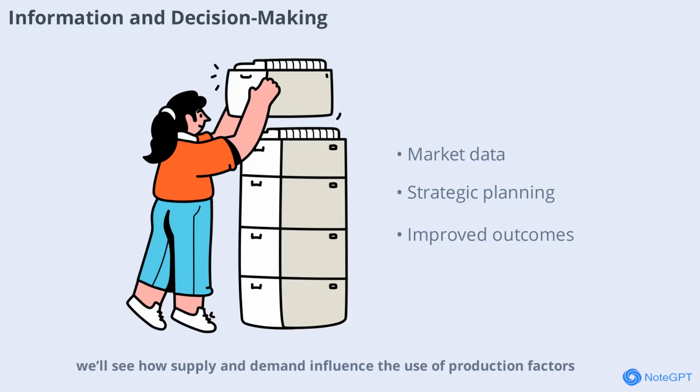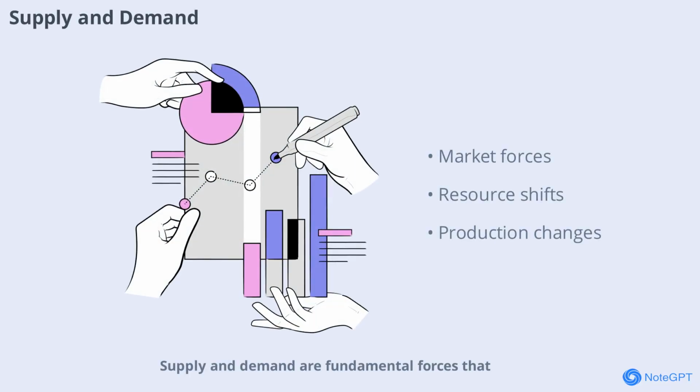Next, we'll see how supply and demand influence the use of production factors. Supply and demand are fundamental forces that determine how factors of production are used. When demand for a product rises, businesses may hire more workers, invest in new equipment, or expand their facilities. Conversely, falling demand can lead to layoffs or reduced investment. Understanding these dynamics helps explain shifts in resource allocation.